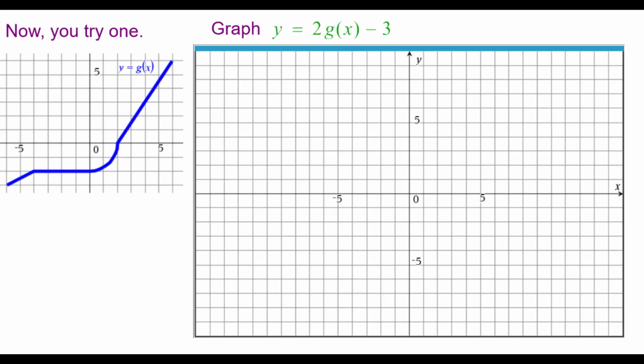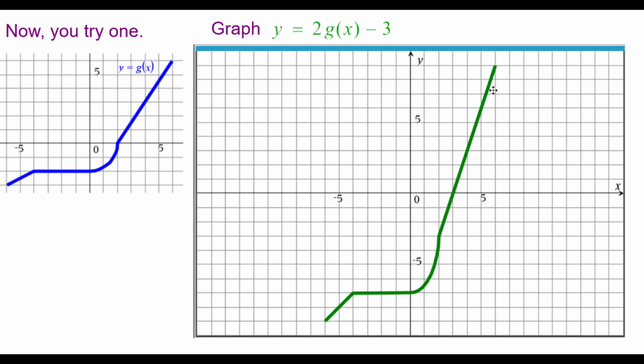now you try one. Graph y equals 2 times g of x minus 3, given the graph of g of x in blue here. Pause to do this and resume when you're finished to check your answer. And here's the answer here in green.